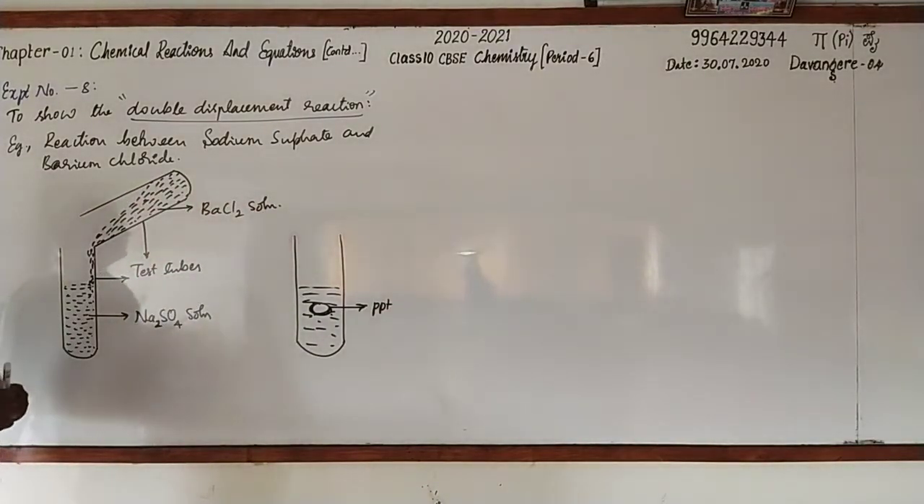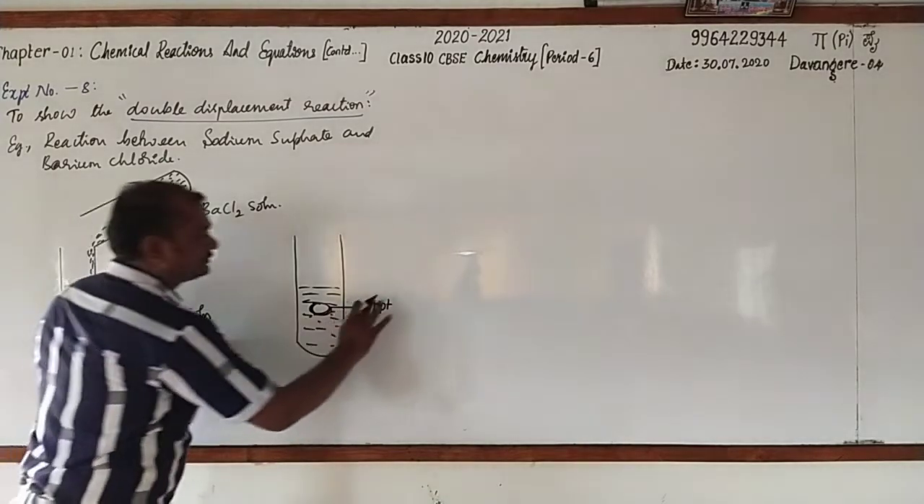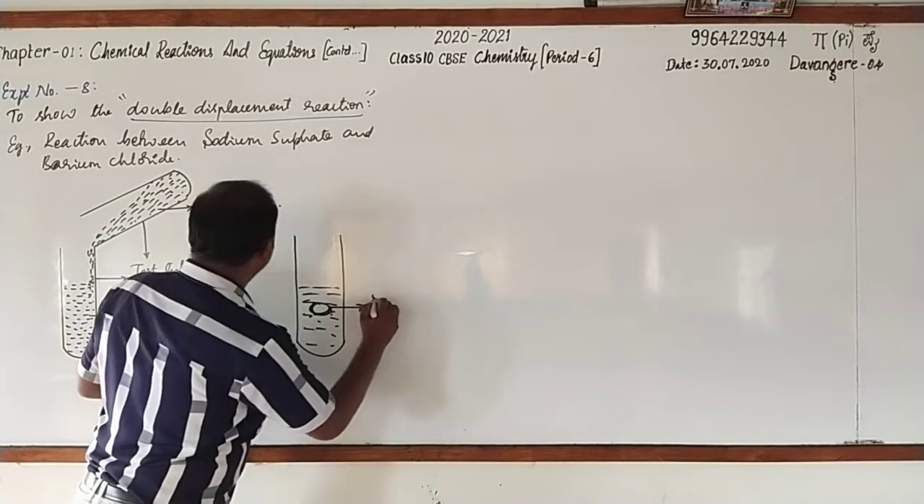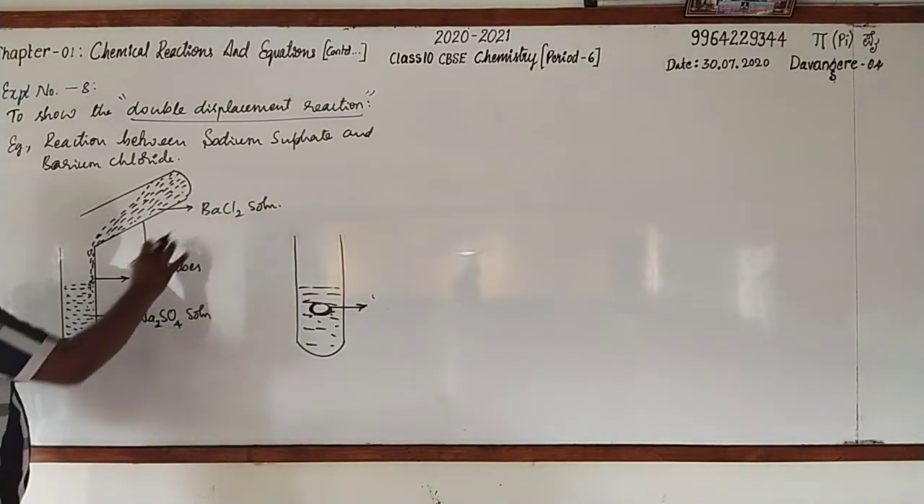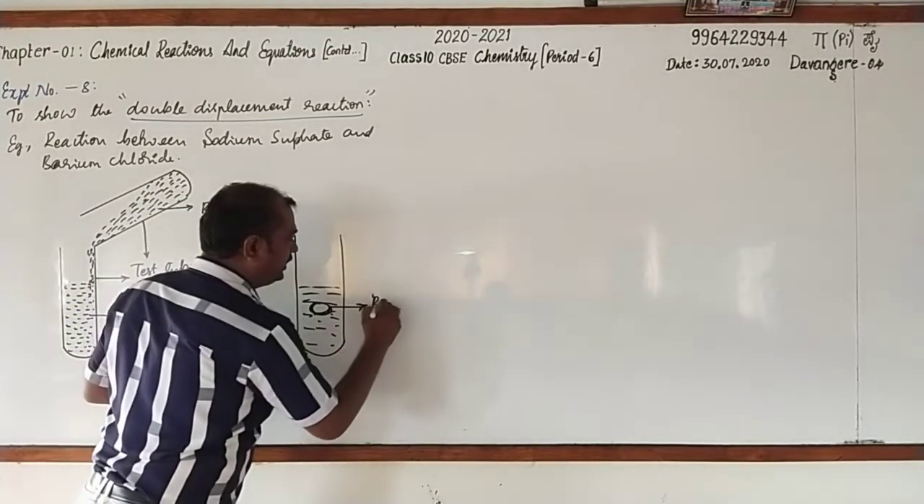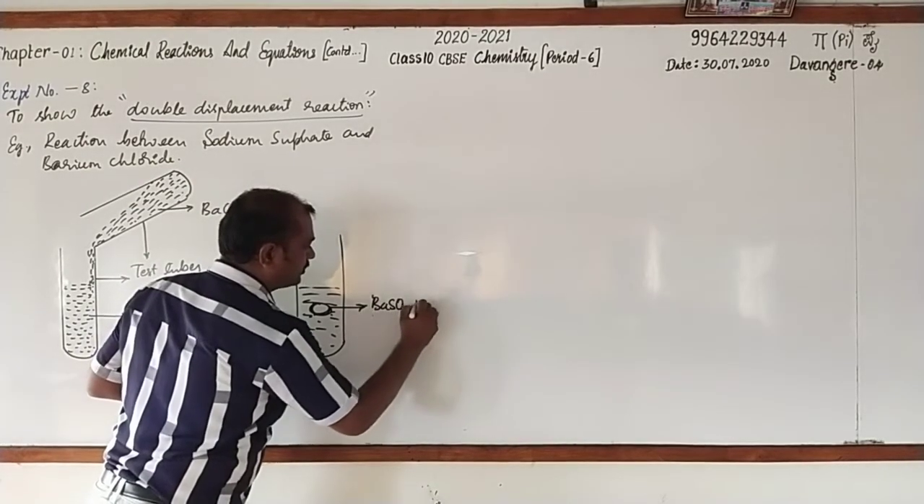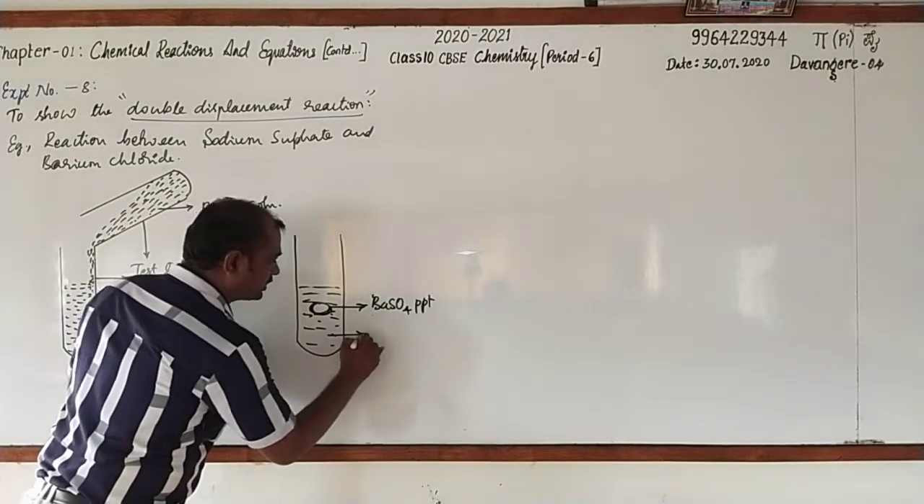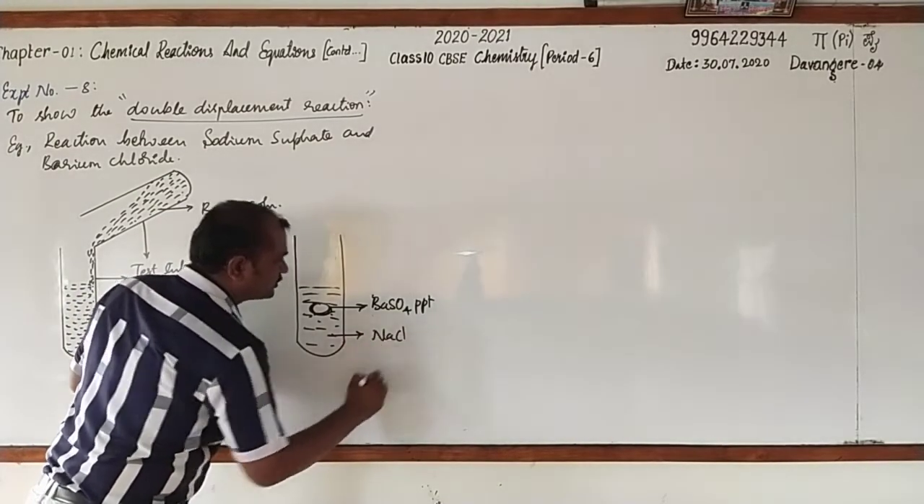Clear? Then which is that precipitate? It is barium sulfate, BaSO4, barium sulfate precipitate, and the solution is sodium chloride.